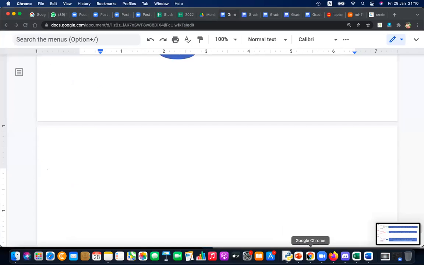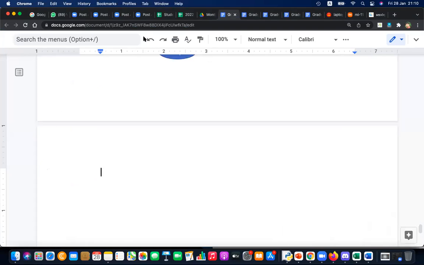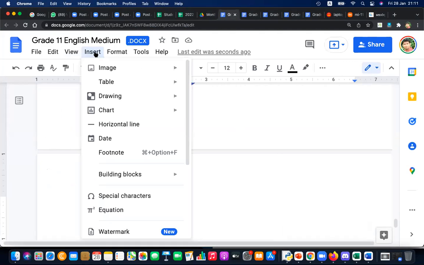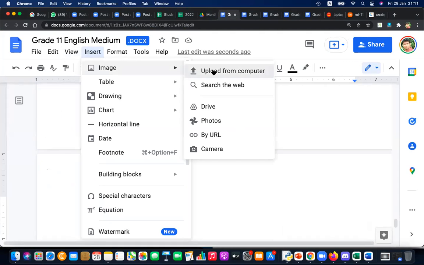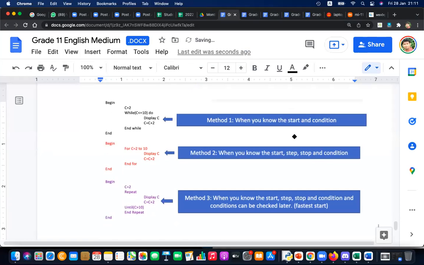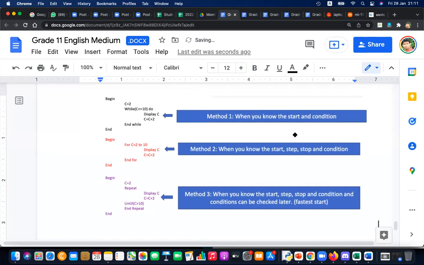Please add this to the note. Or please write down this in your note. Please write down all three methods because it's really, really needed. So we will practice all three methods now in our Pascal compiler. But before that, you have to write down this. Do this quickly.